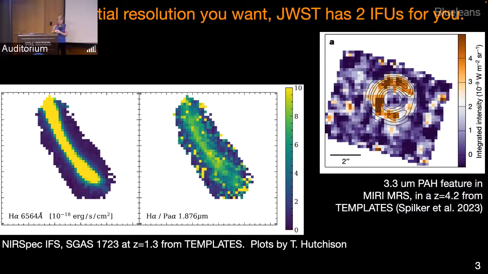You can use NIRSpec in the near infrared, or MIRI MRS in the mid infrared. These are examples from cycle 1 from the TEMPLATES program that I'll talk about in a bit, showing that yes, indeed, that works beautifully. A lens galaxy at redshift 1.3, where you see H-alpha and then the ratio to Paschen alpha really beautifully. And on the right, SMM at redshift 4, that's a PAH feature at redshift 4.2 from a lens galaxy making a lovely Einstein ring.